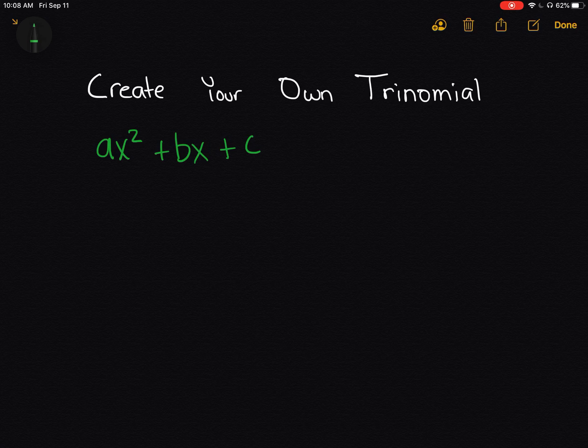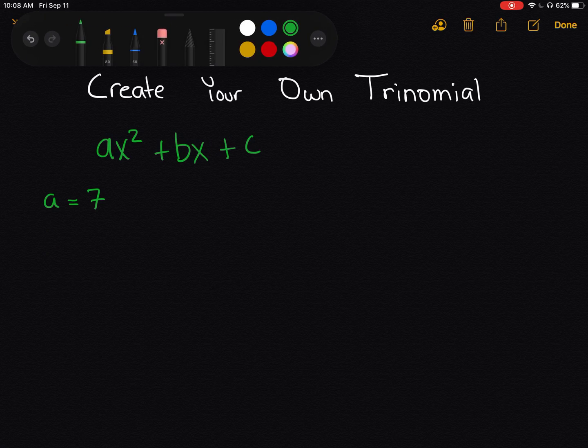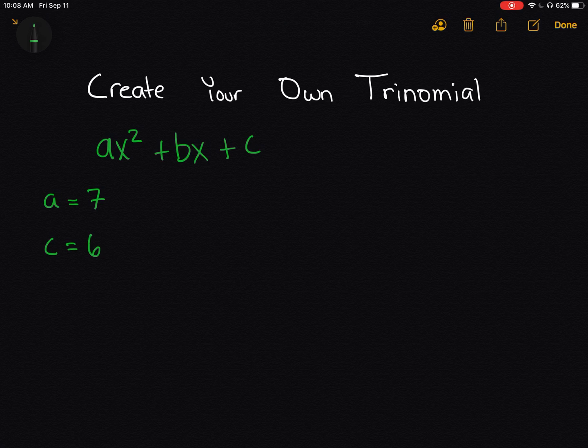So you can choose a to be anything. Don't go crazy though. I would make it a very small number. So we'll say a equals 7, and we're going to say c equals 6. A and C can be whatever you want. B cannot.